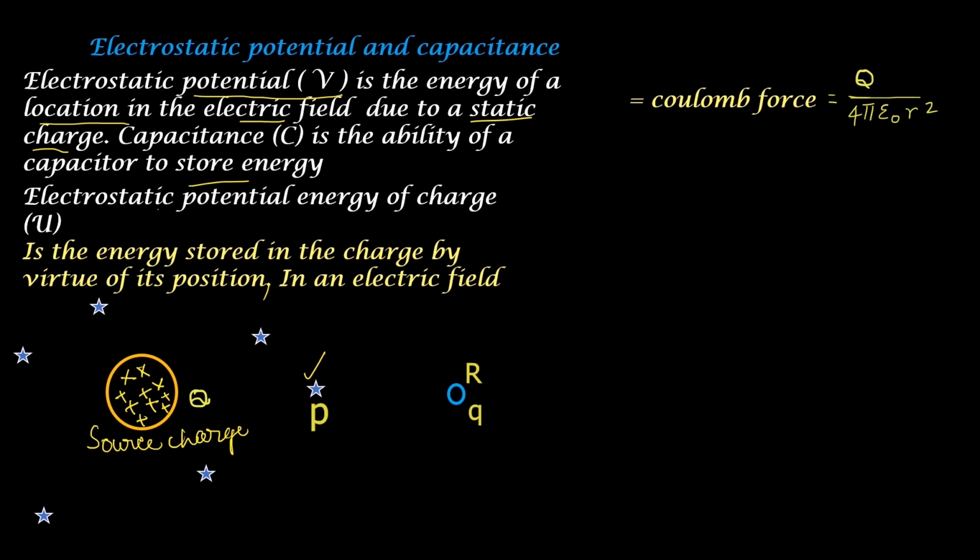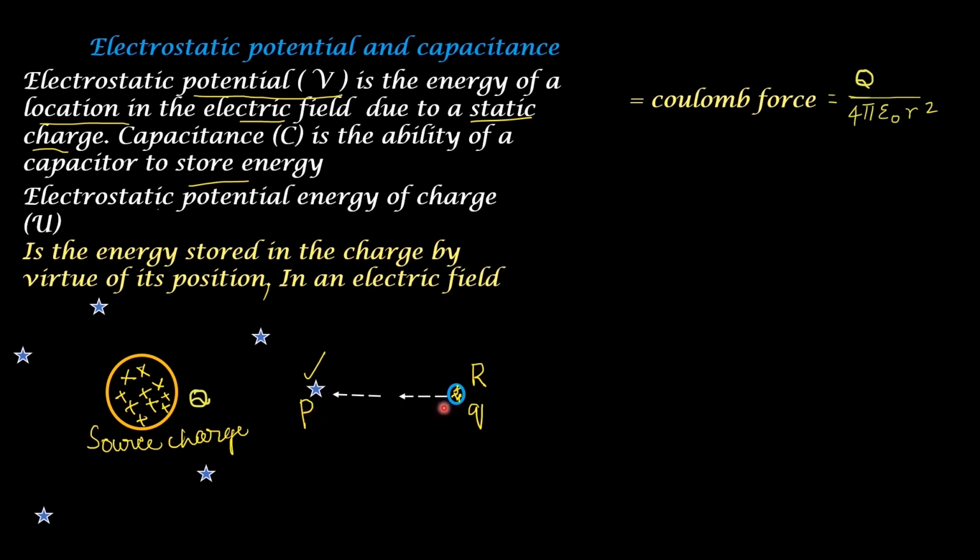External force equivalent to overcome the repulsive force due to the source charge is applied bit by bit and the charge is moved towards P without acceleration. As the test charge has only a small amount of charge in it, it does not alter the charge configuration of the source charge. The charge is moved bit by bit slowly and finally it reaches the point P. The charge has moved from R to P.